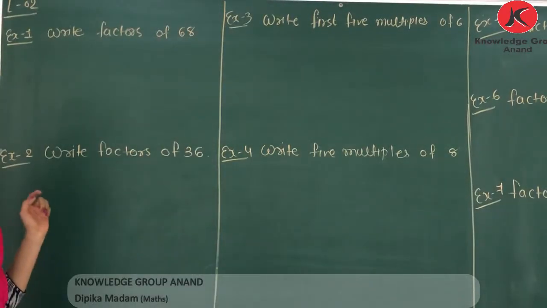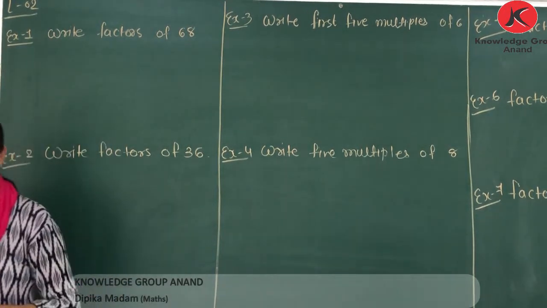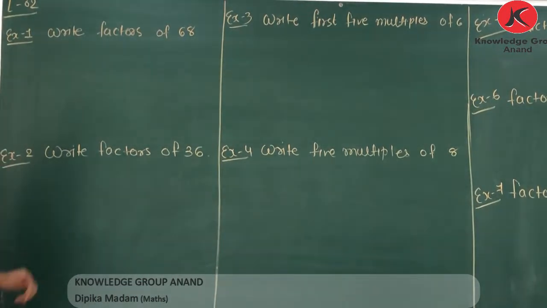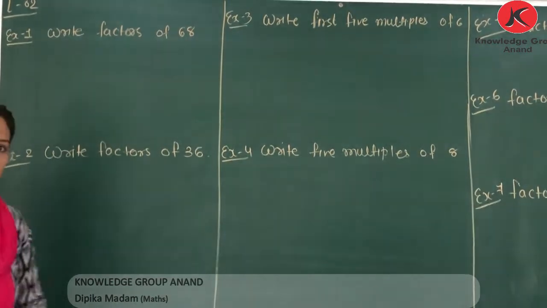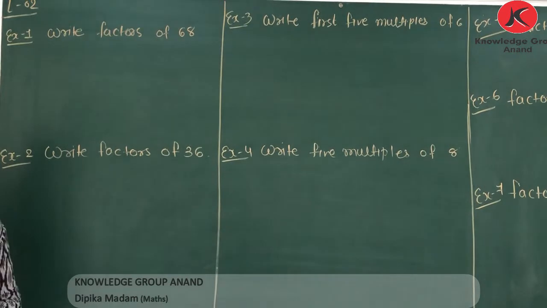Of multiples of any number, there are rules also. Using those rules, you need to solve the example: find the factors and multiples of a given number. So the first example is here: write the factors of 68. What is a factor? If a number exactly divides the given number, then it becomes a factor of that number.